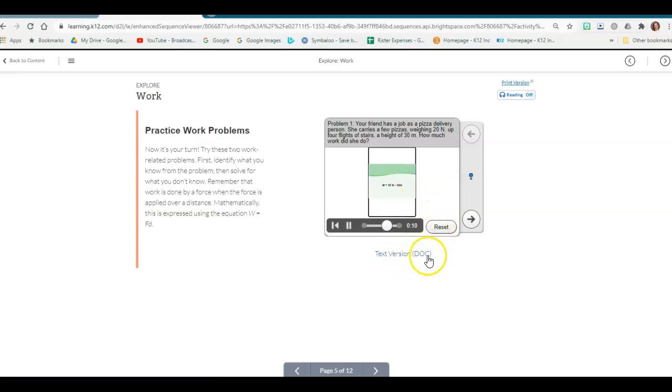And you can also always click this text version and it'll open a Word document to tell you everything that is here, which is silly that it's that tiny.